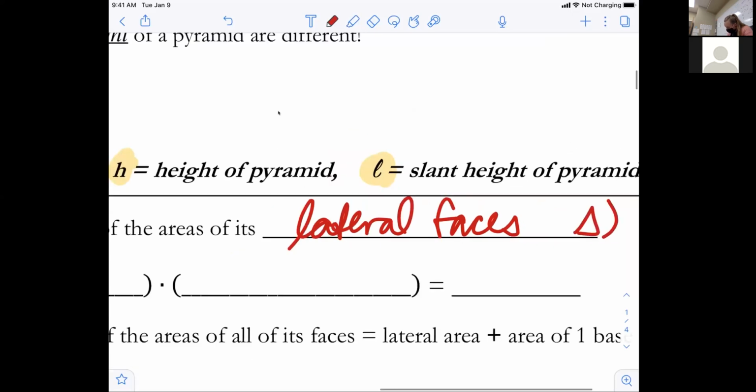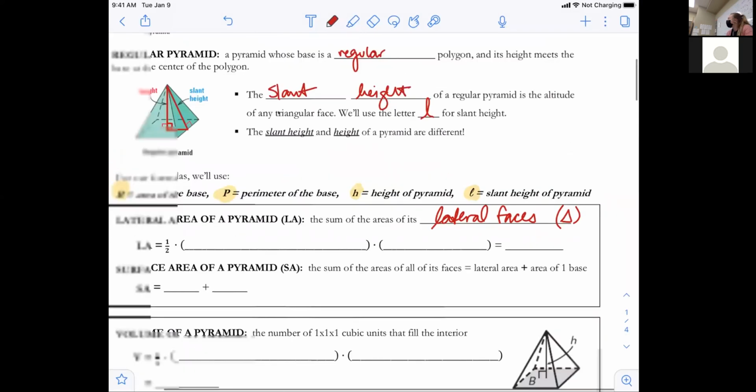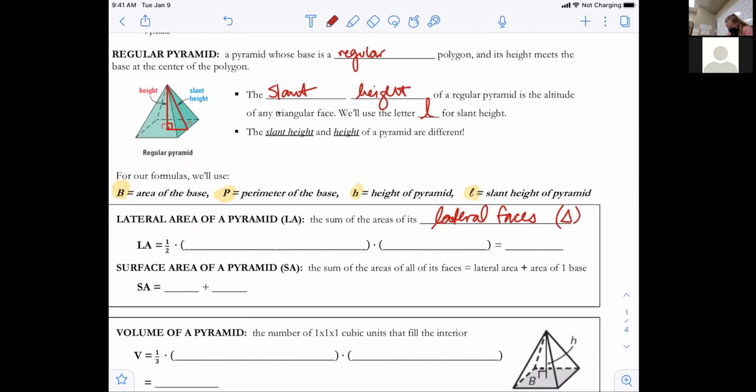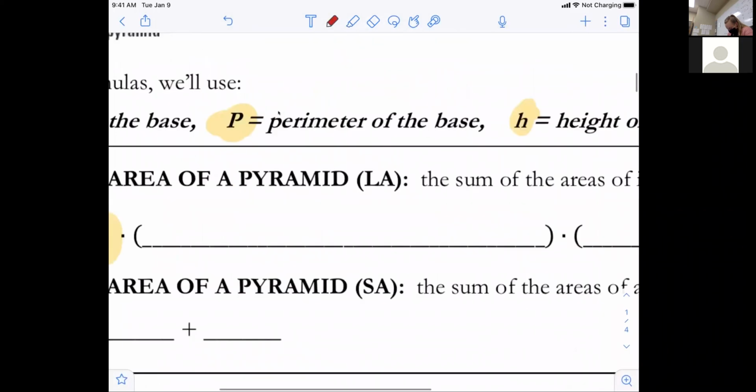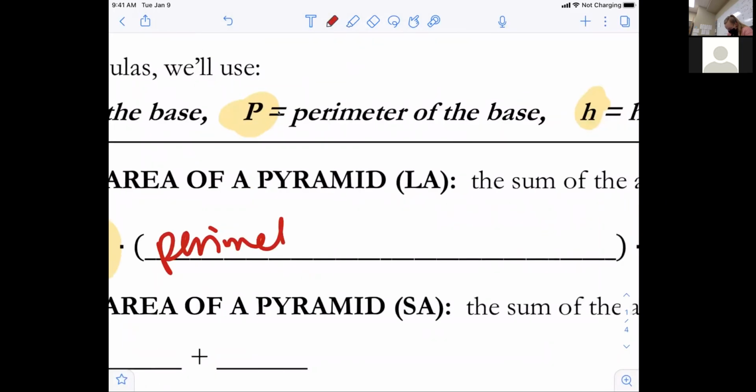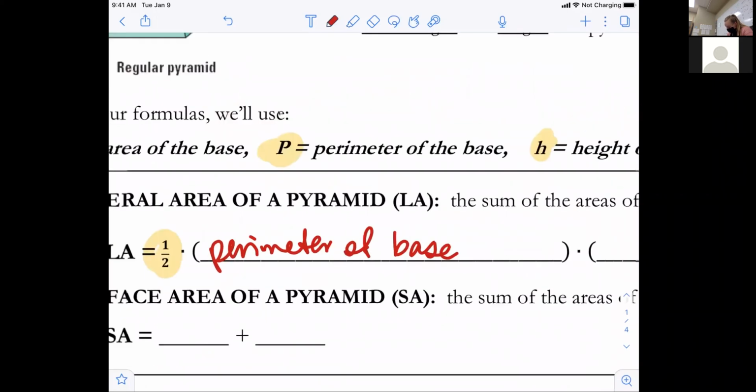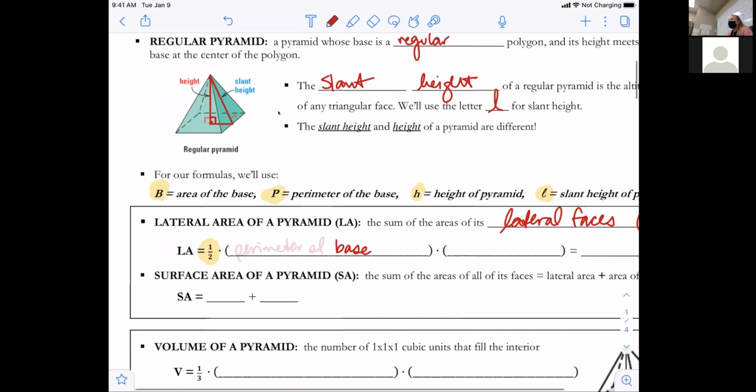In this case, it's a bunch of little triangles. So because of that, my lateral area has 1/2 out front because the area of a triangle is 1/2 base times height. So I'm going to multiply 1/2 times the perimeter of the base times the slant height, not normal height, because we're just finding the area of the triangles.